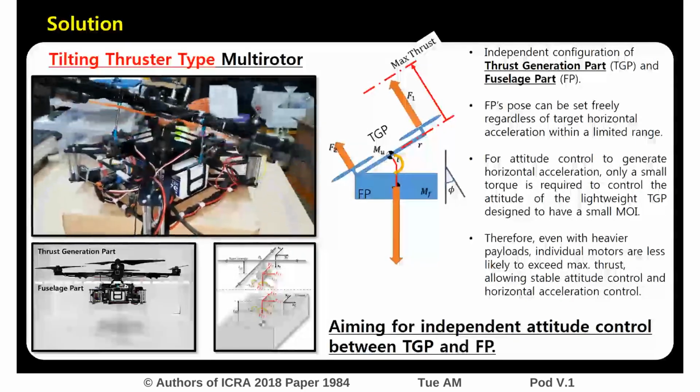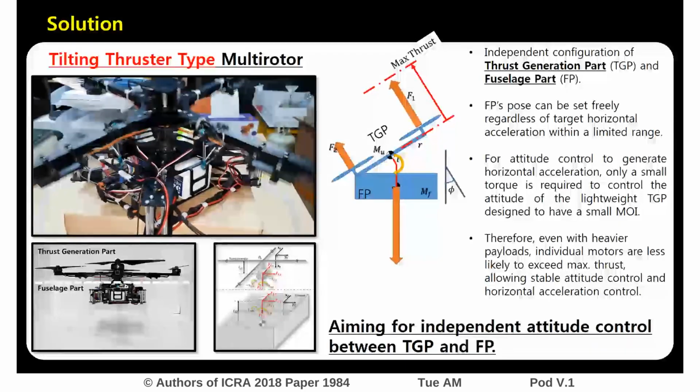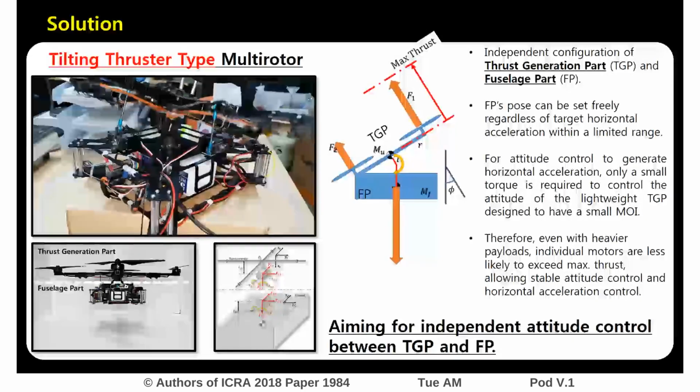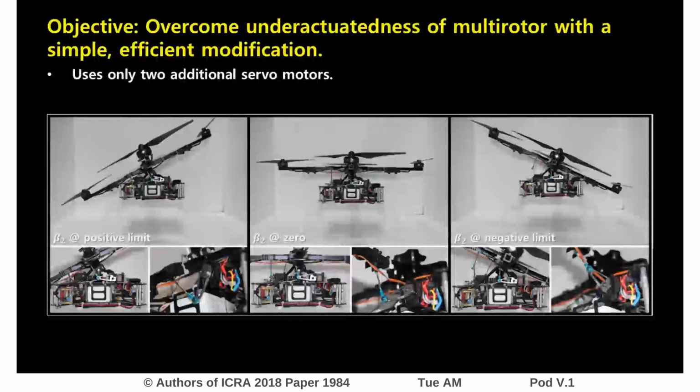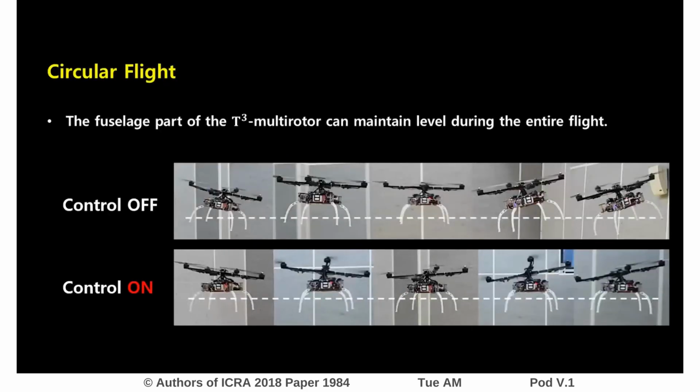For this purpose, the study aimed to find an independent attitude control method for the TGP and FP. The goal of this study is to find a way to overcome the underactuatedness of the fuselage part by studying the method of independently controlling the thrust generation part and fuselage part's attitude, by building the platform and analyzing the dynamic characteristics.